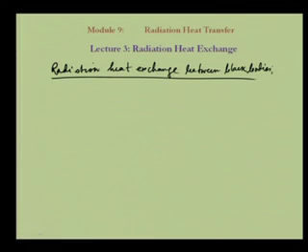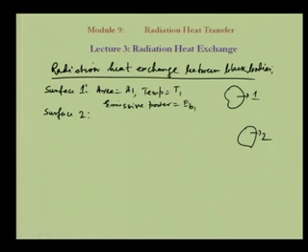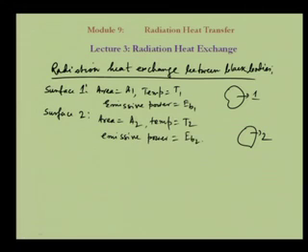Now consider two black bodies, or say two black surfaces. Say surface 1 and surface 2, and they are exchanging radiation. The conditions are that surface 1 has area A1, temperature T1, and because it is a black body, its emissive power is Eb1. Similarly, for surface 2, the area is A2, the temperature is T2, and the emissive power is Eb2.